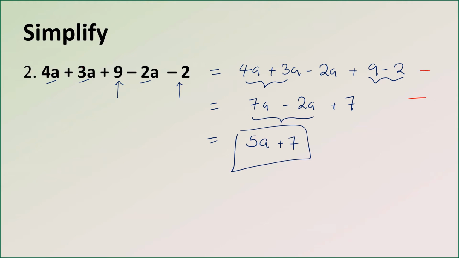How? Just add all the coefficients of a together to get the a term. 4 plus 3 is 7.